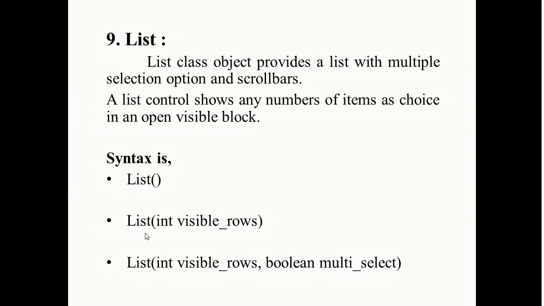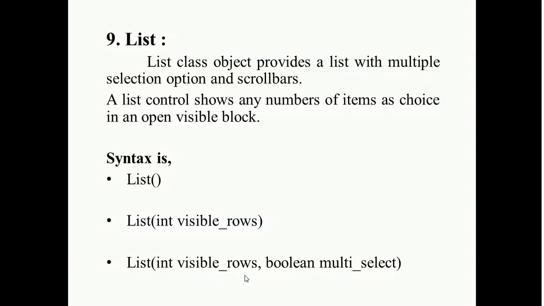The second constructor has one parameter, int visibleRows. This constructor creates a list control in which visibleRows specifies the number of entries in the list that will always be visible, and other items can be viewed by scrolling. Means the number of rows given as the parameter int visibleRows will be displayed in the visible window, and other items can be viewed by scrolling.